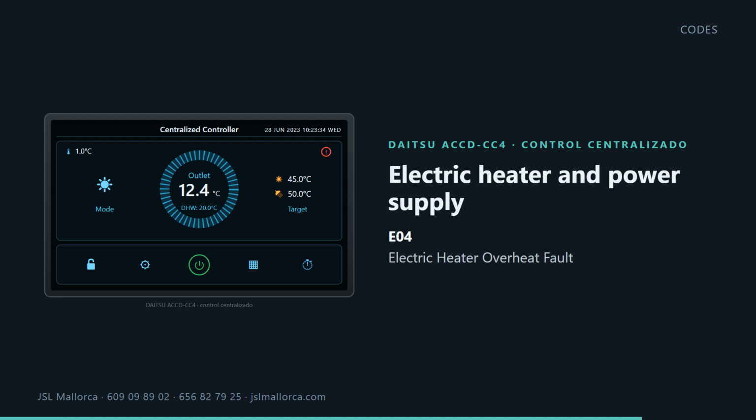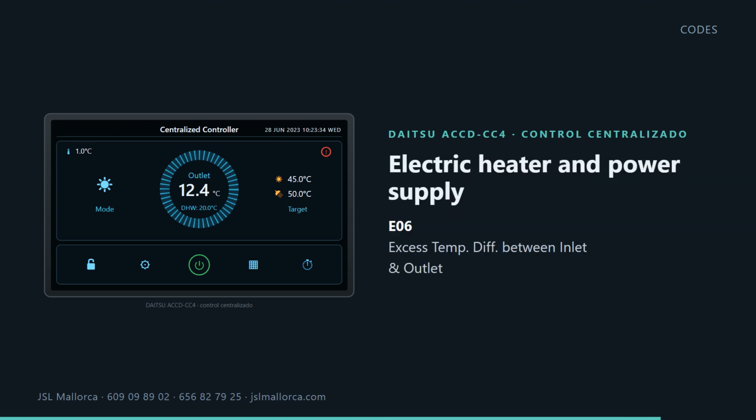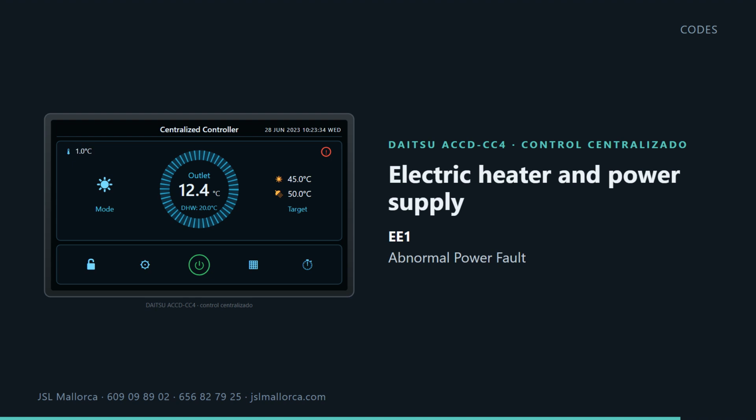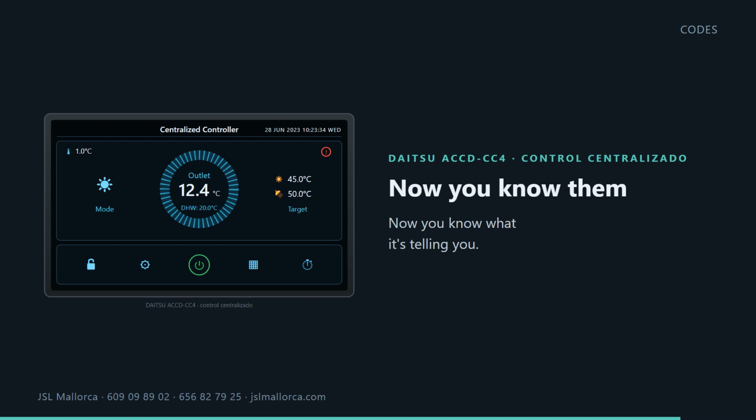Code E04. Electric heater overheat fault. It happens because electric heating overheat protection switch is disconnected. Code E06. Excess temp difference between inlet and outlet. It happens because the water flow of the system is insufficient, the pressure difference of the water system is small. Code EE1. Abnormal power fault. It happens because power failure occurs on the home interface. And the rest, the backup heater and the electrical supply. And that's it, that's everything this screen can show you.